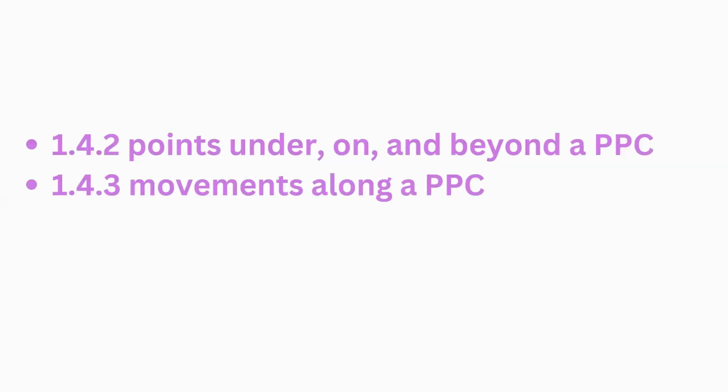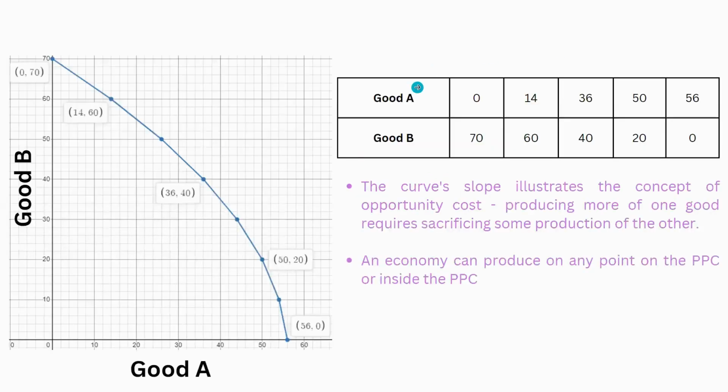Let's jump on to points under and beyond a PPC, and movements along a PPC. So this is the PPC and this has been made using this table. From the table and from the graph, I can see that when 0 good A's are produced, an economy can produce 70 good B's. And when 56 good A's are produced, only 0 good B's can be produced. These are the maximums which can be produced by the economy at extremes. And between this point and this point, the economy can produce any combination of these goods.